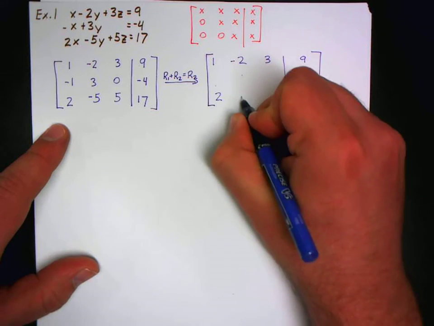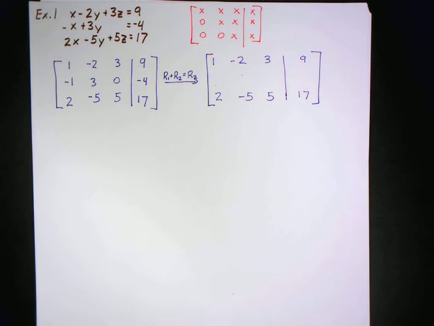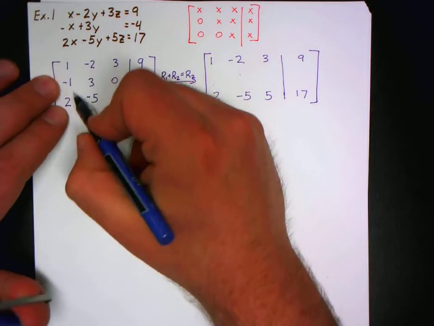Third row stays how it is. Now, once you get used to this, you could do multiple operations at a time to save space. I just want to do one at a time here to make sure that we're getting this. All right, so I'm adding these two together.